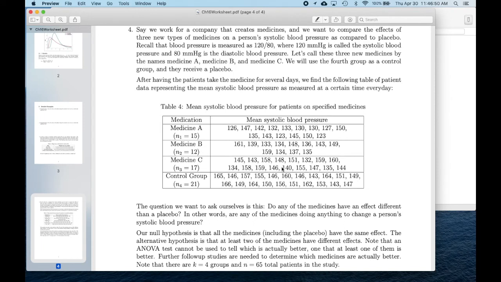A medical research company wants to study blood pressure and see what medicines have an effect on a person's systolic blood pressure. So blood pressure is measured using two numbers. There's the higher number, which is the systolic blood pressure. That's the one that we're going to study. The other one is called the diastolic blood pressure. And so what this company wants to do is look at three medicines, which we've creatively called medicine A, B, and C.